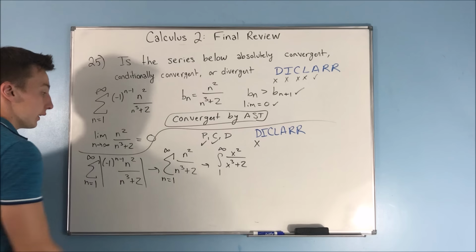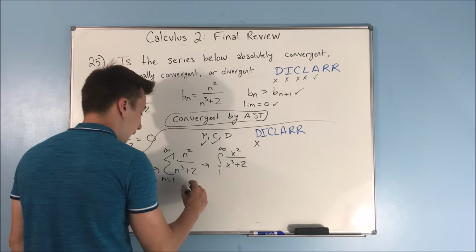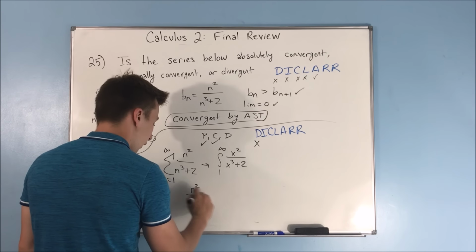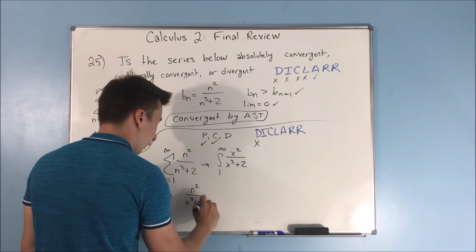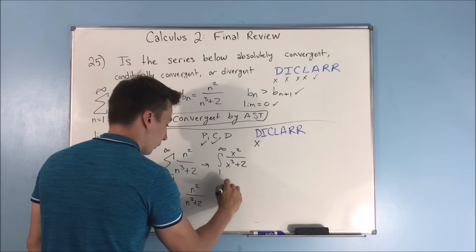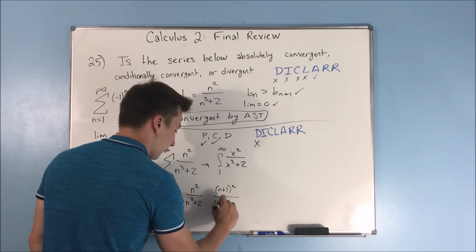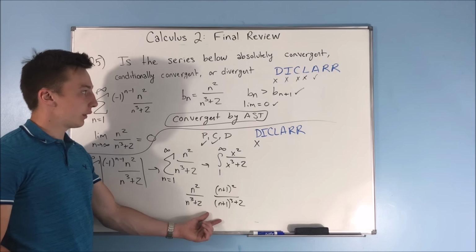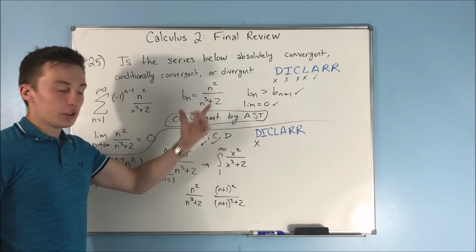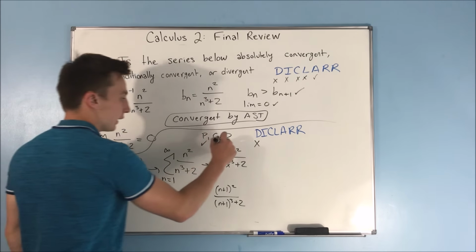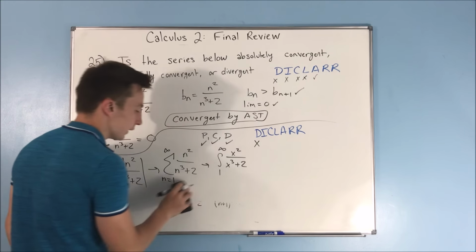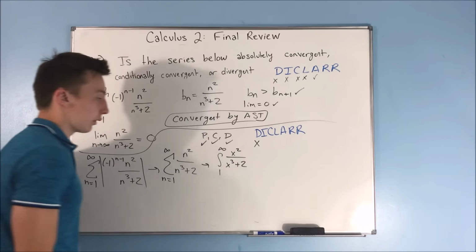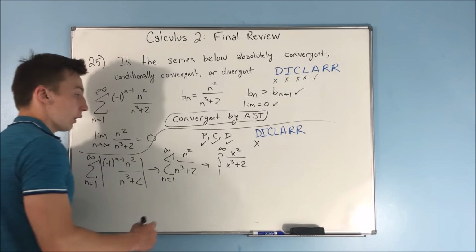Well, it's actually going to be easier to see if it's decreasing from the n's here. We can look at n squared over n cubed plus 2 versus n plus 1 squared over n plus 1 cubed plus 2. But we just did that up here. So we already know that, yes, it's going to be decreasing, and that passes our 3 conditions. So we can actually take this integral. Let's do that.